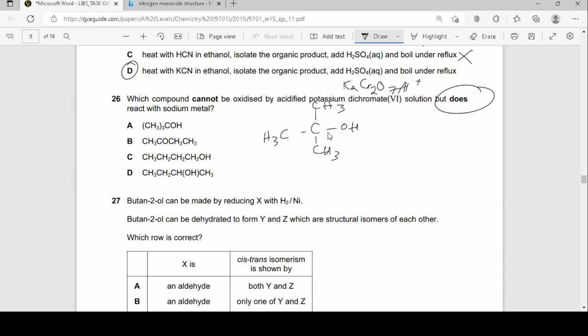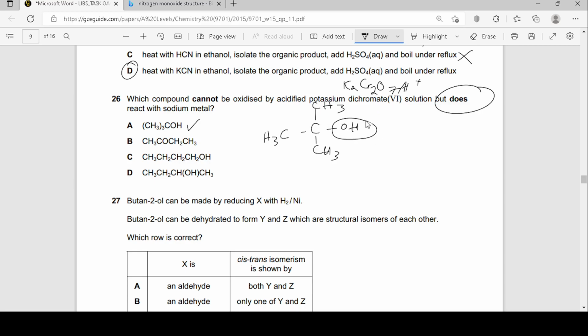How would you make this into a double bond? Carbon cannot have 5 bonds. It's impossible for a tertiary alcohol to really be oxidized. It doesn't have any hydrogen on the carbon bearing the OH, right? So it's impossible for tertiary alcohols to be oxidized. So this meets the first condition.